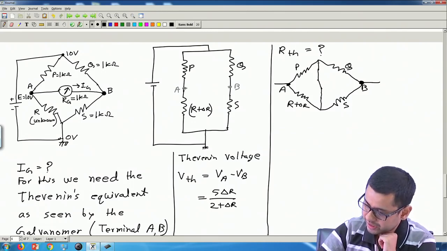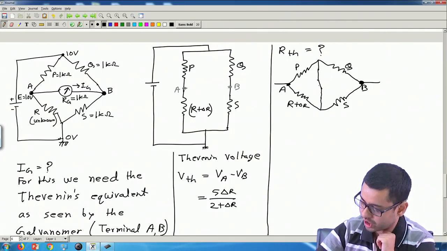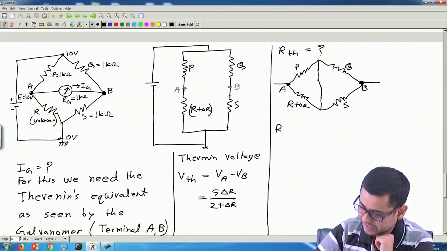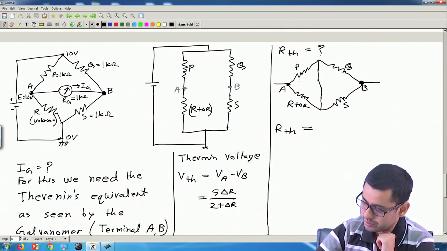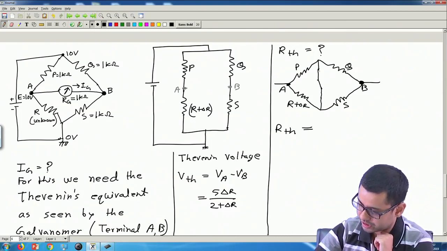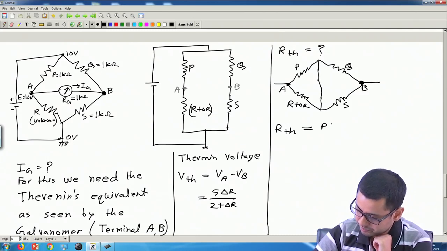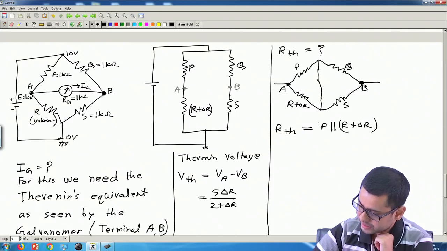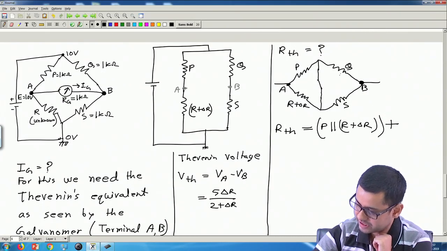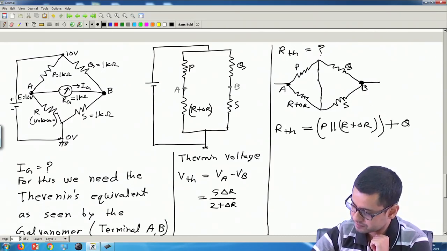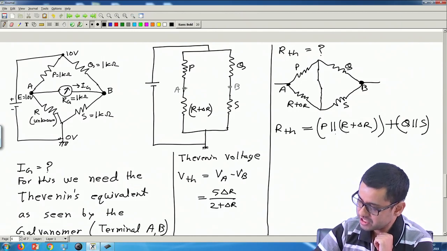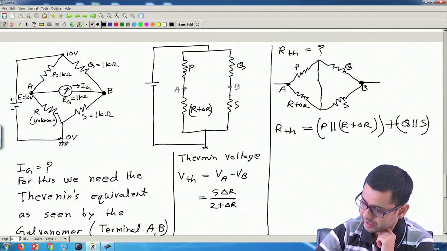So we have P, Q, R and S, and the middle point is shorted. Okay. So RTH therefore, the resistance between A and B, will become P and R in parallel, because this is shorted. So we will have P parallel R, or R plus delta R, in series with Q parallel S. This is Thevenin resistance as seen from terminal A and B.